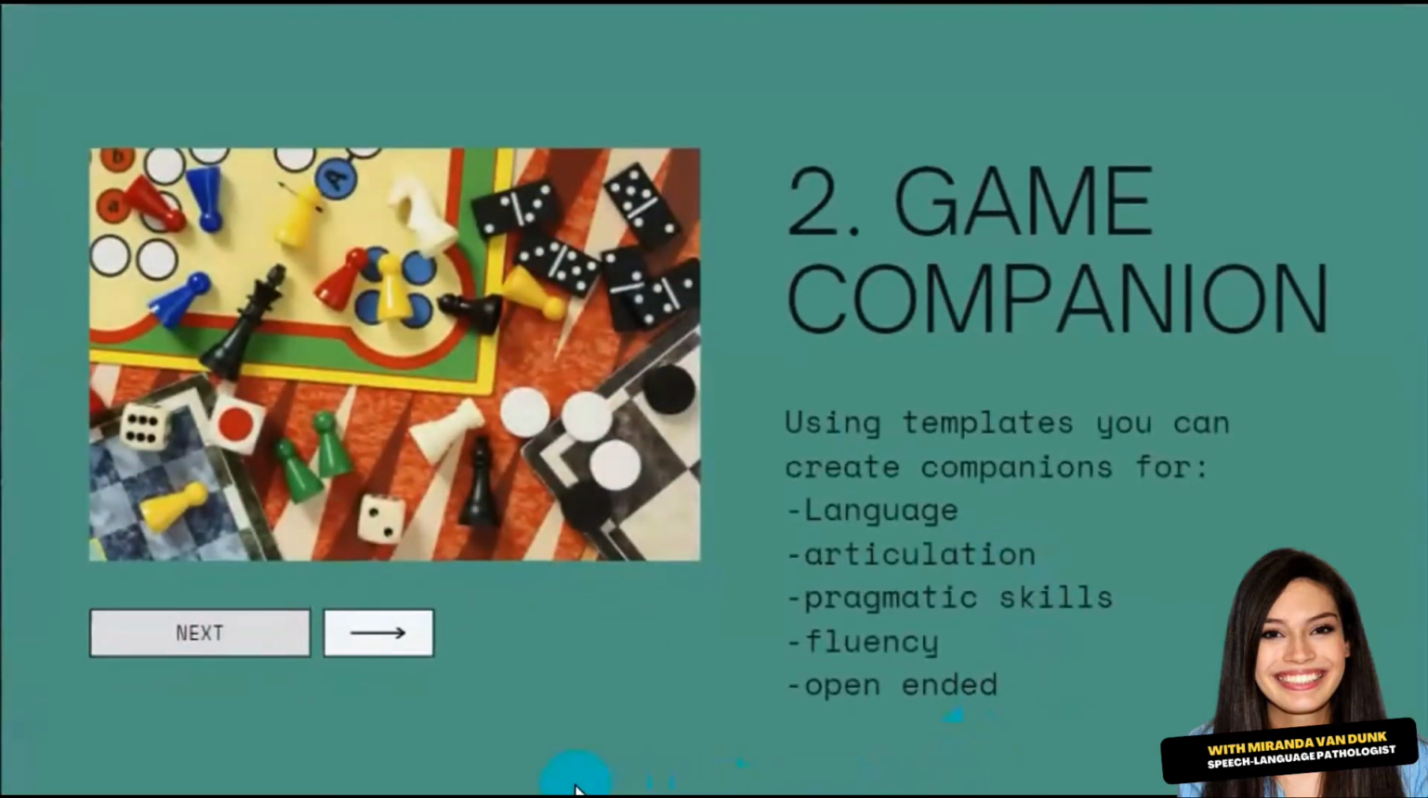All right, so the second type of activity that you can do using these visual supports is making a game companion. So for me, I use a lot of games and activities in my therapy session. I love activities where you have a lot of pieces. So things like Pop the Pirate, or the Shark Bite game, or Pop the Pig.